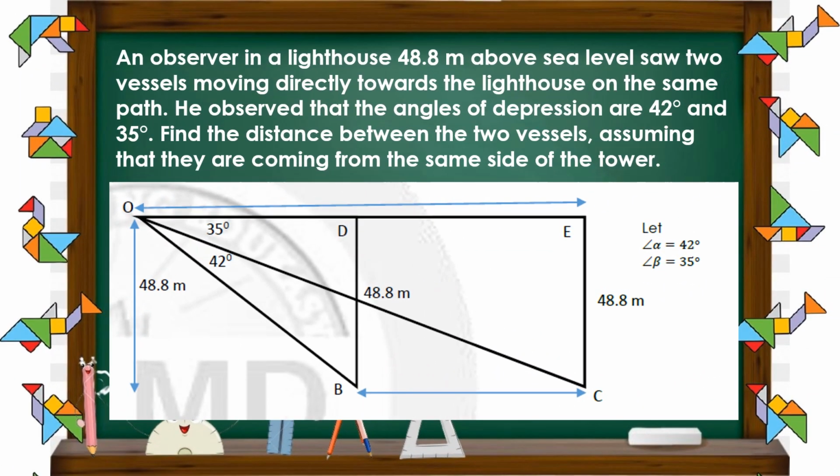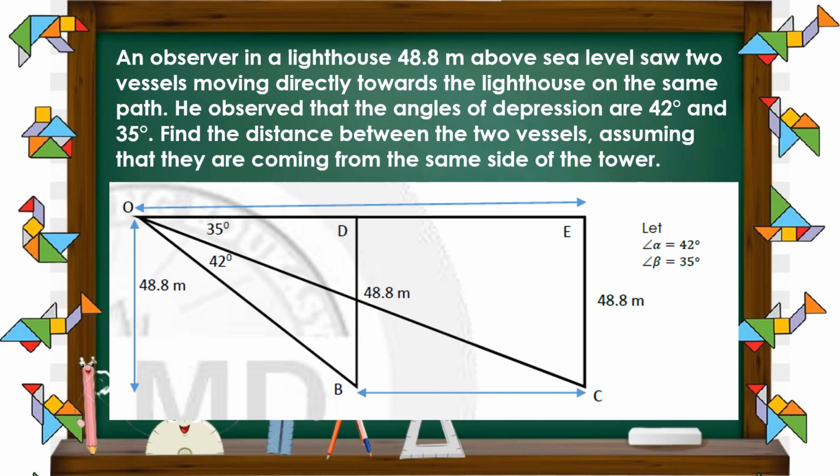Let's have another one. So we have here a very complicated problem. An observer in a lighthouse 48.8 meters above sea level saw two vessels moving directly towards the lighthouse on the same path. He observed that the angles of depression are 42 degrees and 35 degrees. So there are two. We have to find the distance between the two vessels, assuming that they are coming from the same side of the tower.